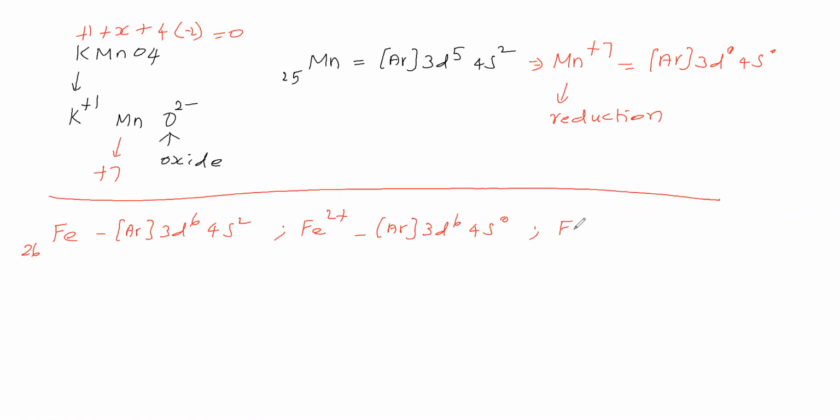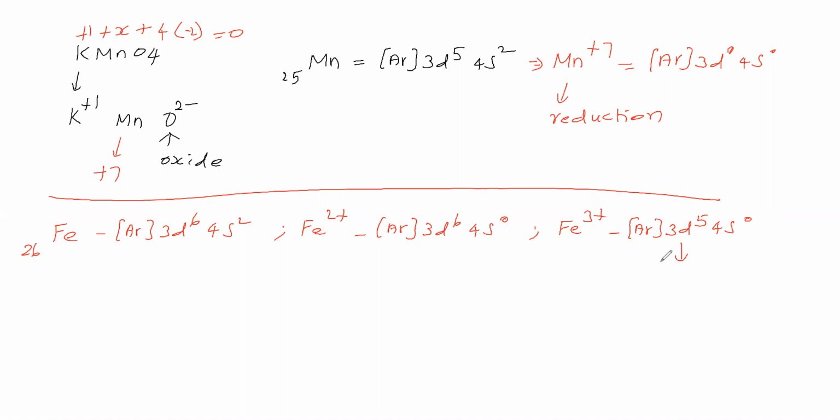Next, we will take Fe3+. From Fe2+, we have to remove 1 electron, then only we will get Fe3+. Which electron do we remove? From 3d. So we get argon 3d5 4s0. That is Fe3+. So the Fe3+ configuration is argon 3d5 4s0.